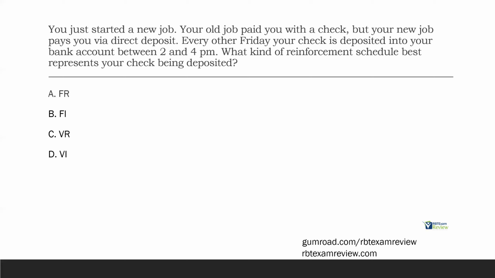Now, the second question is, is it fixed or is it variable? So are we dealing with a set amount each time, or is it an average, right? Well, between 2 and 4 p.m. indicates that it could happen at 2, at 2:30, 3, 3:30, or 4, right? It could happen at any point between those two times, right? So realistically, the average is 3 p.m., okay? Therefore, the best answer here is a variable interval schedule. An average amount of time, okay, your check is deposited into your bank account.